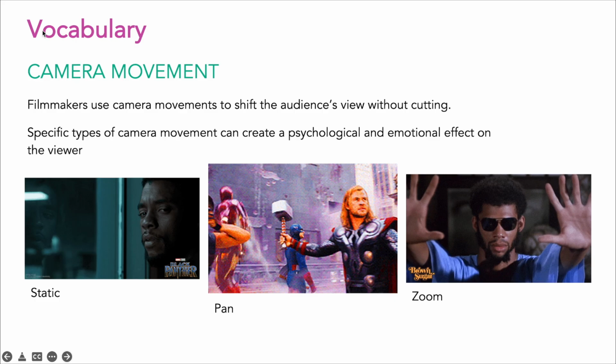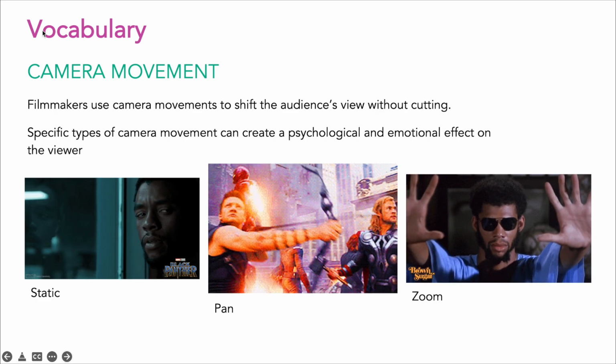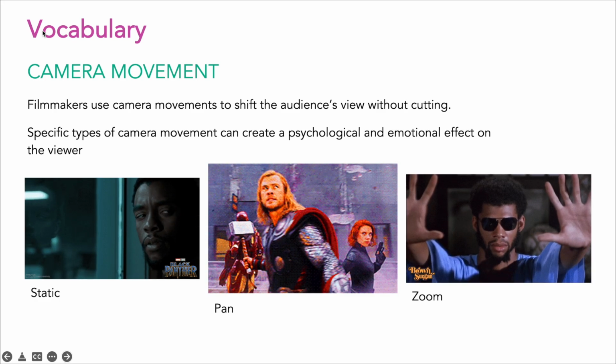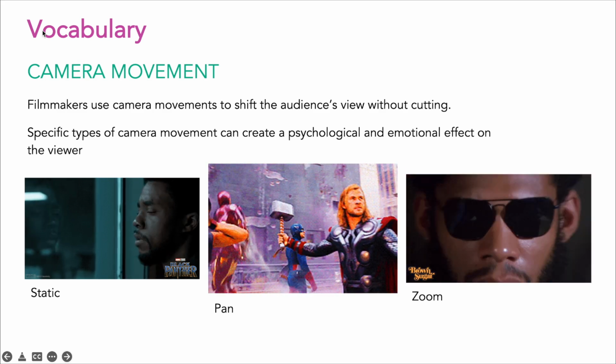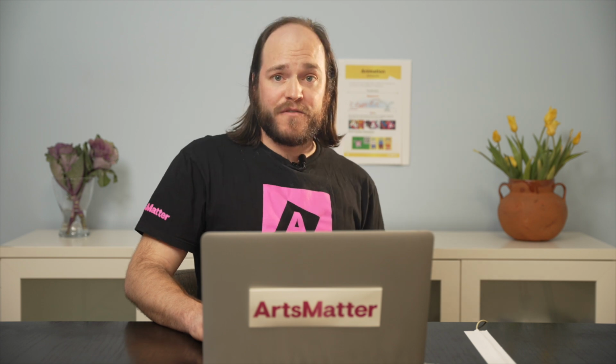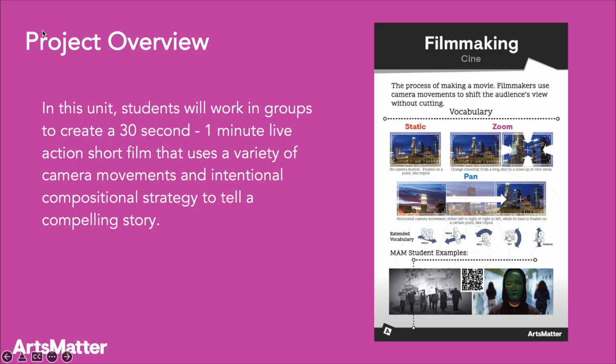The vocabulary for Unit 4 are all camera movements. We can explore how filmmakers use static, pan, and zoom movements to create different psychological effects in the viewer. To overview the project, students will be working in groups to create a short live-action film that uses a variety of shot types, camera movements, and compositional strategies to tell a compelling story.